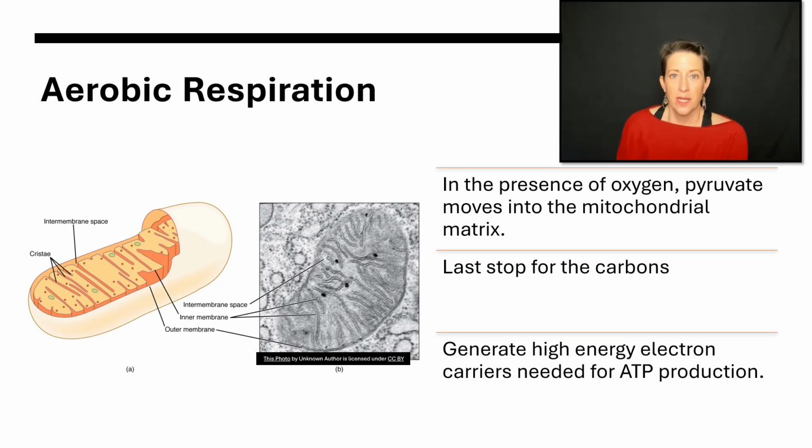Under aerobic conditions, we can continue forward with our carbons into the mitochondria to finish out the process of cell respiration, which means the release of carbon dioxide and water, and the creation of a lot of chemical energy in the form of ATP. As long as we have enough oxygen, pyruvate moves into the mitochondrial matrix.